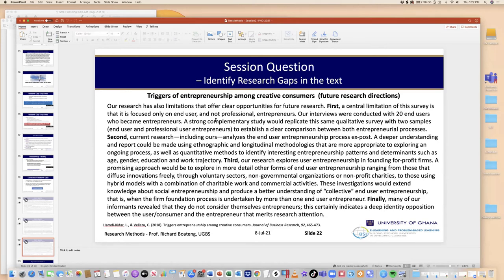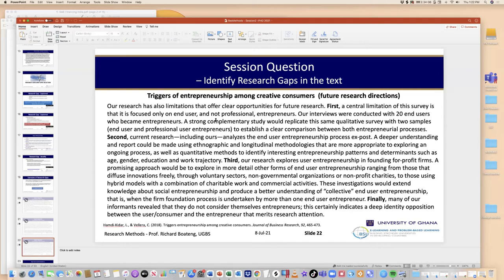processes, how they began. Number two, many people who do end user entrepreneurship studies or entrepreneurship studies look at it after the person has achieved. Despite people studying him after he has achieved, a deeper understanding can be made using ethnography and then what? Longitudinal methodology. So you see that this is a method gap, which is more appropriate for exploring the ongoing process. So we don't need to wait for the person to become an entrepreneur. Let's study him as he's going to become an entrepreneur. Let's study him now. The ongoing process. So use a longitudinal and ethnographic process where you stay with the person, you look at his culture, you look at everything, how he's going.